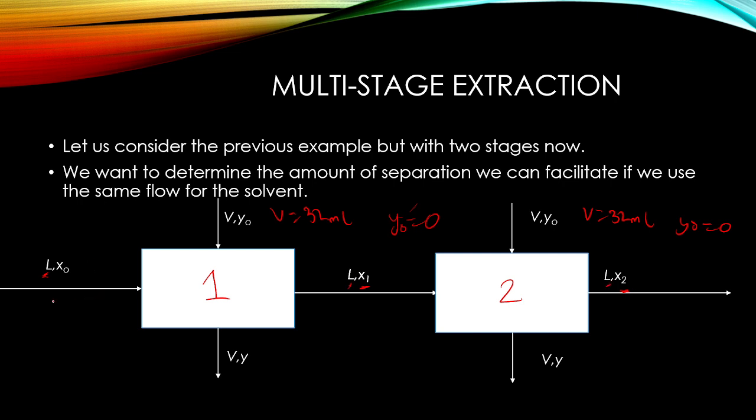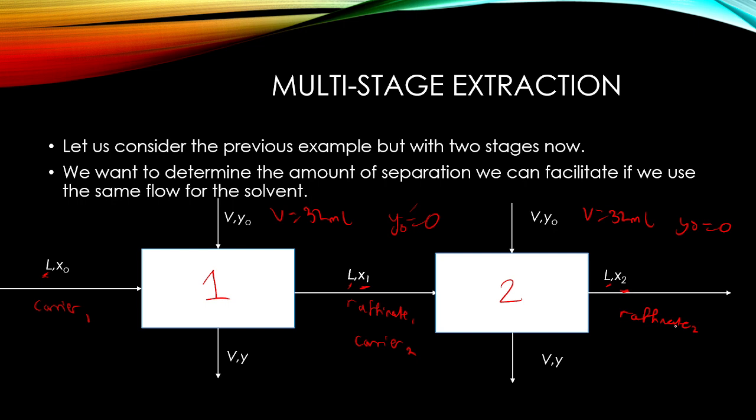Now, one thing to note, the carrier here is a carrier for stage 1, and then we have here the raffinate for stage 1. But now the raffinate for stage 1 becomes the carrier for stage 2, and then this becomes the raffinate for stage 2. So we'll see why we are doing this very soon.